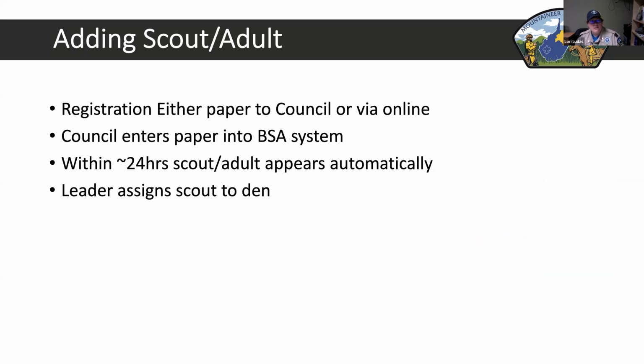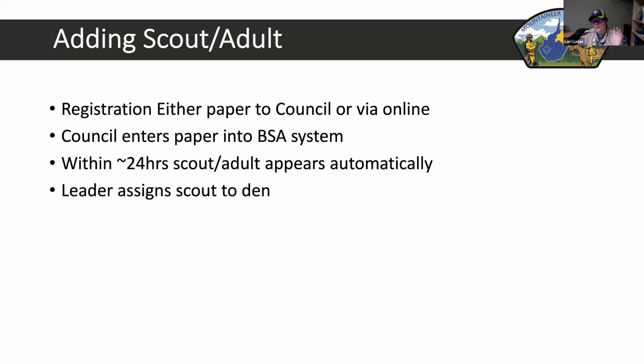For adding scouts and adults, you have the registration process. I think everybody probably has gone through the paper process where your scout or your adult hands in the form to you, and then you get it down to Margie with payment. Otherwise, what I love is the online application, because it's instantaneous for the scouts, that is. For an adult to do online registration, it has to be approved by your chartered organization rep and your committee chairperson before they get assigned to your pack or troop. And then the council will enter that paperwork into the BSA system, and within 24 hours, your people automatically will show up in your Scoutbook. But they won't be assigned to a den. That's where your leaders will assign that scout to a den.